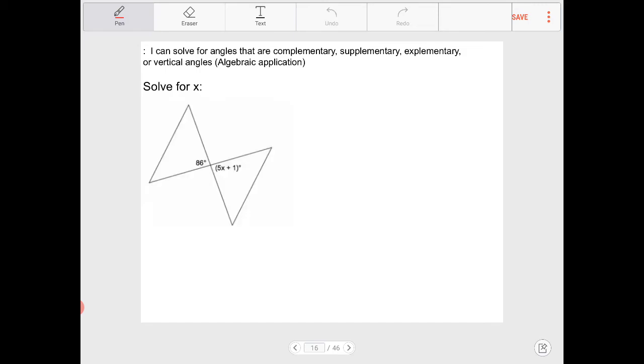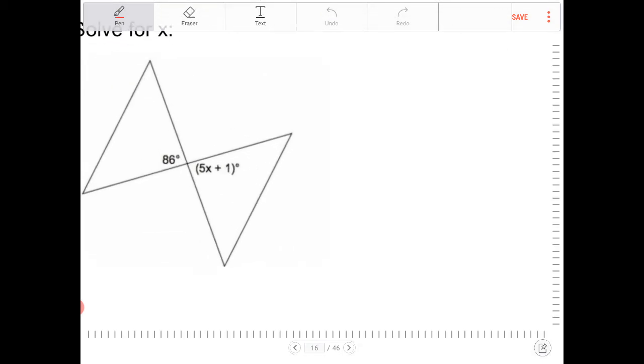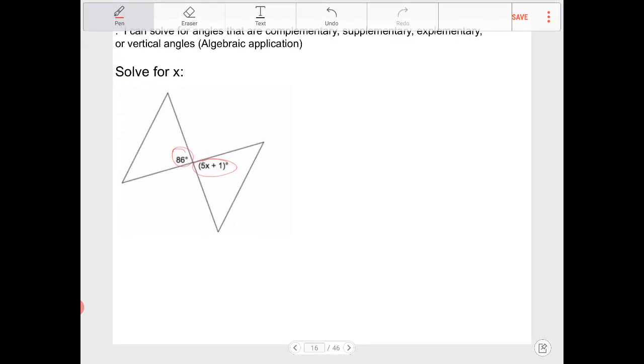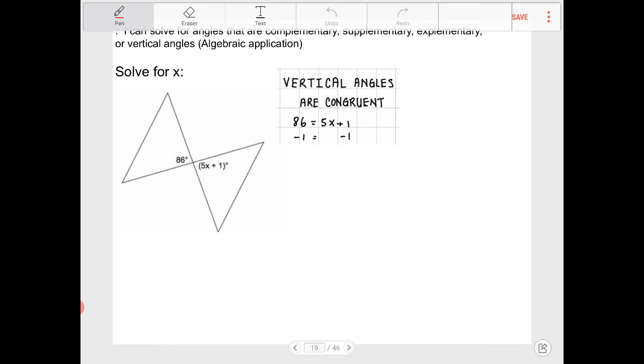Moving on, we're asked to solve for x. In this case, I immediately see that we have two lines intersecting at a common point, and the angles are opposite one another. I'm told one of the angles, and I'm given a description of the other, and I'm asked to solve for x. Well, recognizing that these are vertical angles, I can therefore say that these two angles are going to be equal to one another. So I can then subtract 1, divide by 5, x will equal 17.